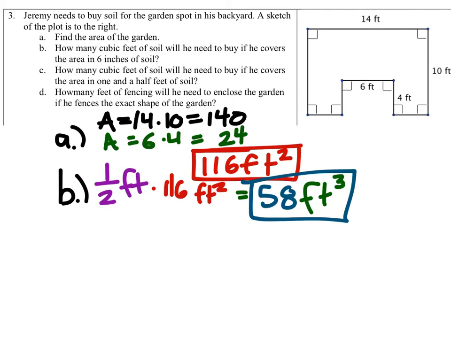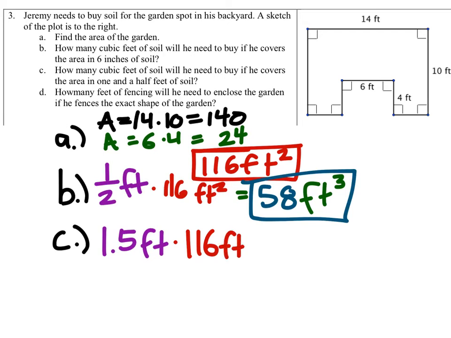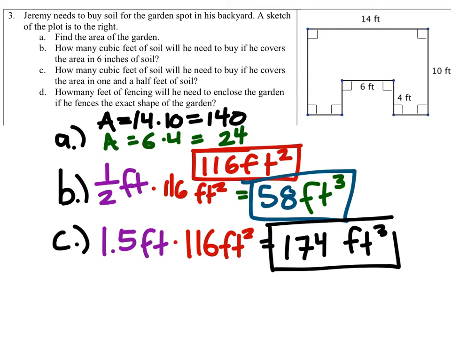Let's go to C then. How many cubic feet of soil will he need if he covers the area in 1.5 feet of soil? So now, instead of 1/2 foot, we're looking at 1.5 feet. And we're still covering an area of 116 square feet. So we're just going to multiply these together. And this again will give us cubic feet. That would be 174 cubic feet if we want the depth of the soil to be 1.5 feet instead of 1/2 foot.